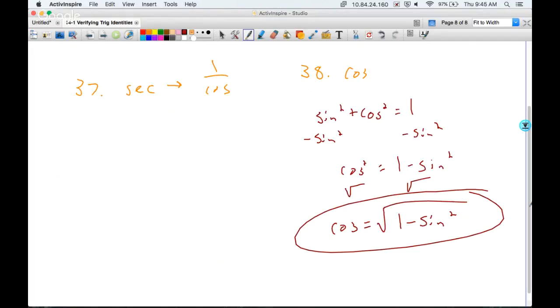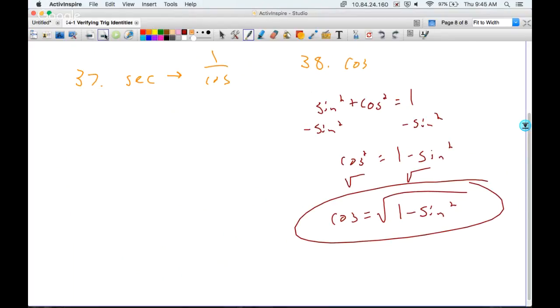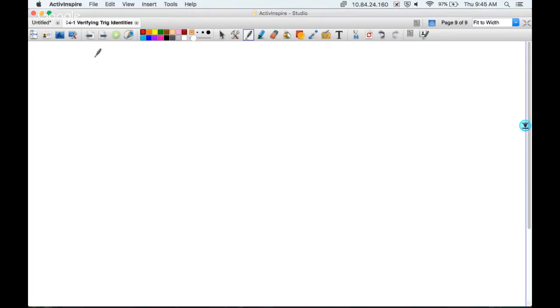All right, number 39, very last problem. We'll do it for you here. Thanks for sticking with me this long. Which side of the equation below should you transform to verify the identity? Cosine squared plus tangent squared minus 1 over sine squared. This is equal to tangent squared.